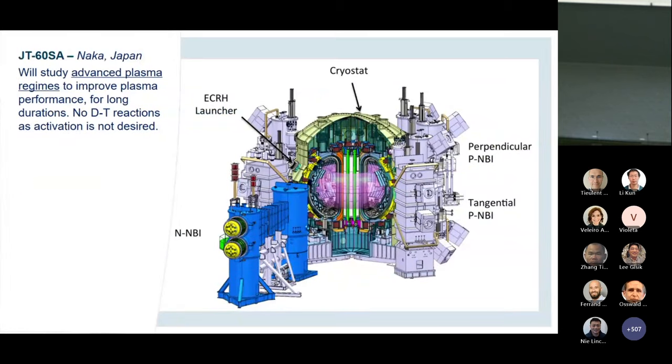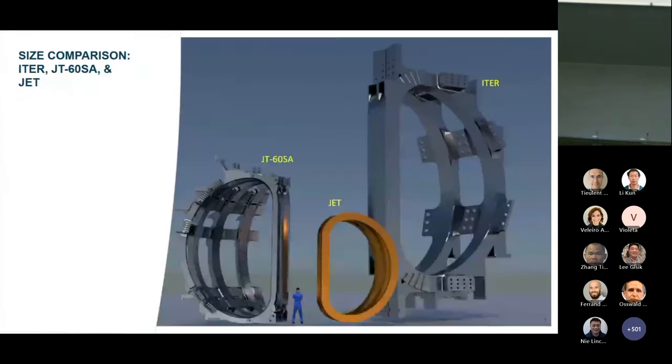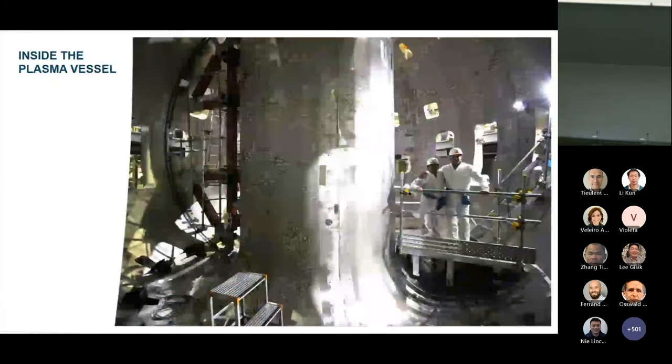I spoke briefly about other tokamaks before. The biggest one now, which just started, is the JT-60SA. It gives you an idea of how ITER will be bigger than JT-60SA. So JT-60SA is the biggest, but look at how ITER's magnets will compare with it. This is really to get, again, the energy confinement time to the right level. You see a view inside the vessel of JT-60SA.